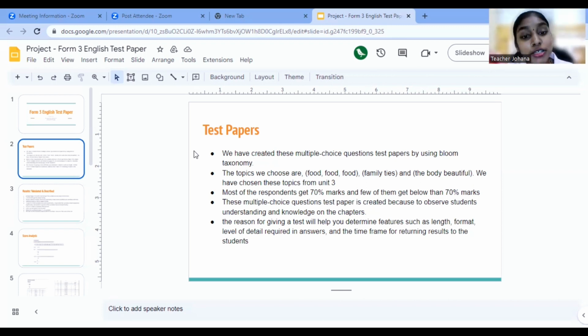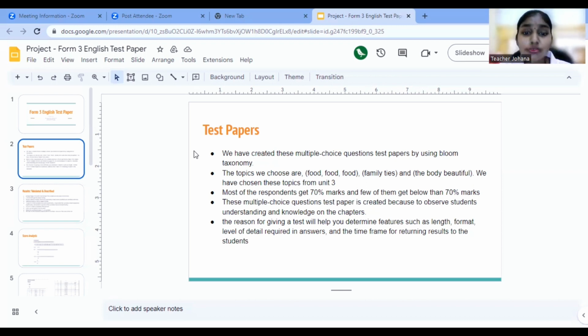Another point is that this multiple choice question test paper is created to observe students' understanding and knowledge of the chapters. Yes, creating a multiple choice question test paper is a must so that we as educators can observe students' understanding and knowledge of the chapters. As educators, we can teach all the chapters, even lecturers can teach all the chapters to students. But from these multiple choice question test papers, students will read the questions, go back through all the chapters, and answer all the questions. So this is how the test paper is created, to observe students' understanding and knowledge of the chapters.